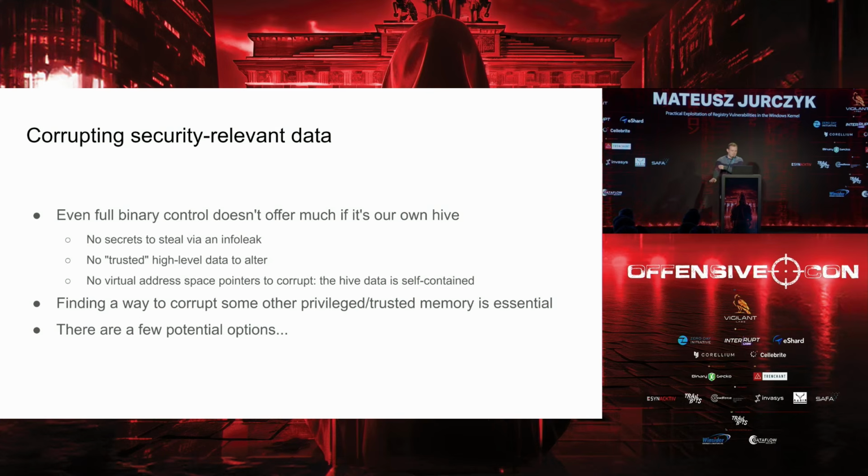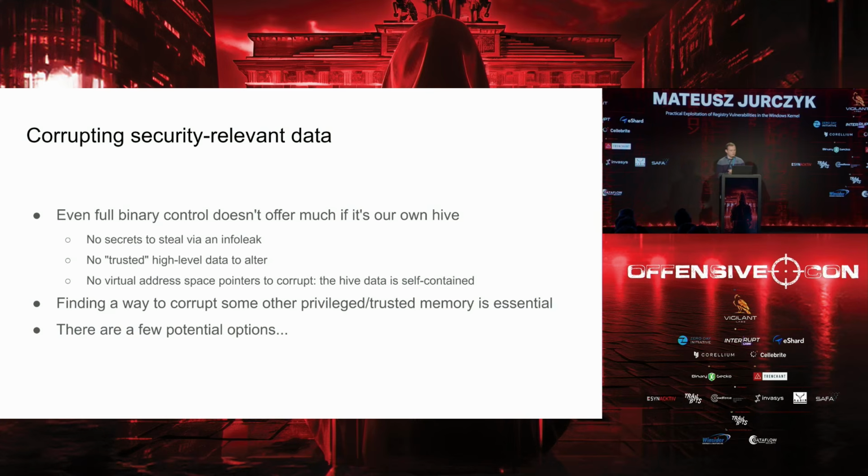But just having this isn't particularly useful if we are just corrupting our own hive, because first of all, since it's our own hive, we control the file. There aren't any secrets that we could steal from this hive using some kind of info leak. Furthermore, there is also no trusted data that some other process would trust and that we could modify to get some interesting side effect. And lastly, there are also no virtual address space pointers inside of the hive that would allow us to escalate from corrupting the hive into corrupting something else in the operating system, because the hive data is always self-contained, and the only references that you have are the cell indexes, which also point back into the same hive.